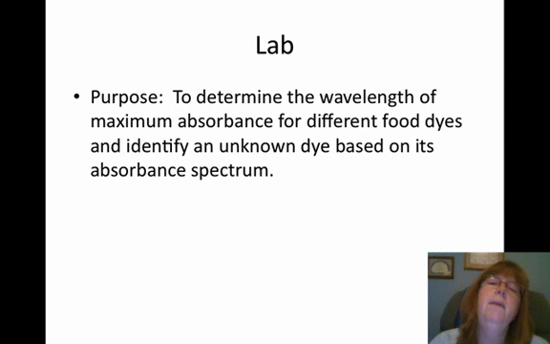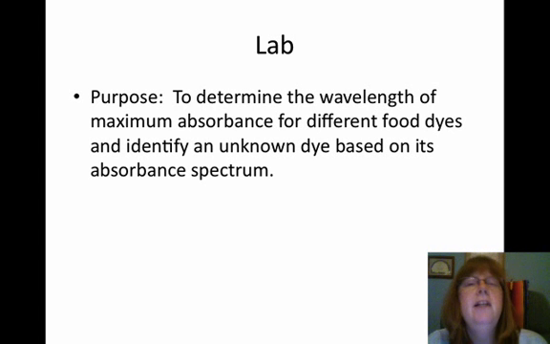All right, so what are we going to do in our lab? Well, we're going to determine the wavelength of maximum absorbance for different food dyes. And then I'm going to give you an unknown and ask you what food dyes made up that unknown. And you're going to do that based on its absorbance spectrum. So this lab is what we call qualitative. You're just going to identify something, where it's not going to be quantitative where you tell us how much. We'll do that another day.